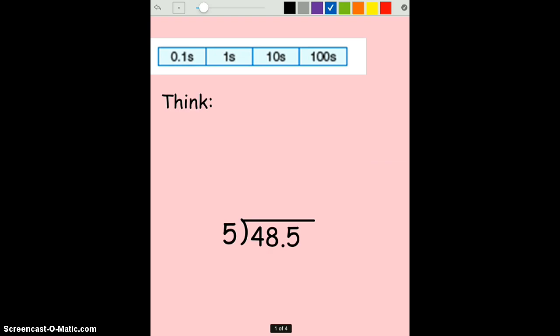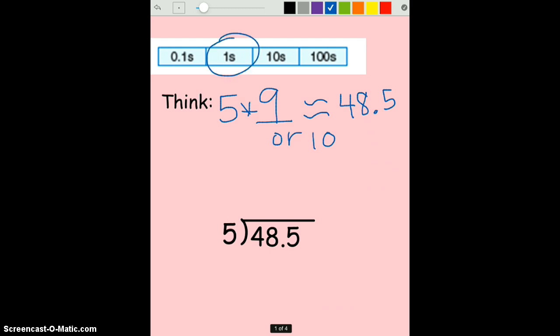All right, what did you write? Because here's what I should see. 5 times what will get me close, there's that funky symbol again, to 48 and 5/10. So you've got to think about your fives. 5 times what? Most likely you said 5 times 9, which would be 45. Some of you might have said 10. 5 times 10 would be 50, and that's pretty close too. So we should be somewhere between 9 and 10. So we're going to be in the ones place.